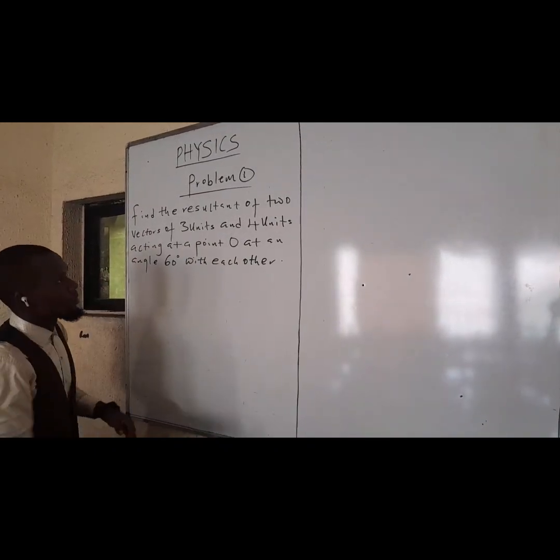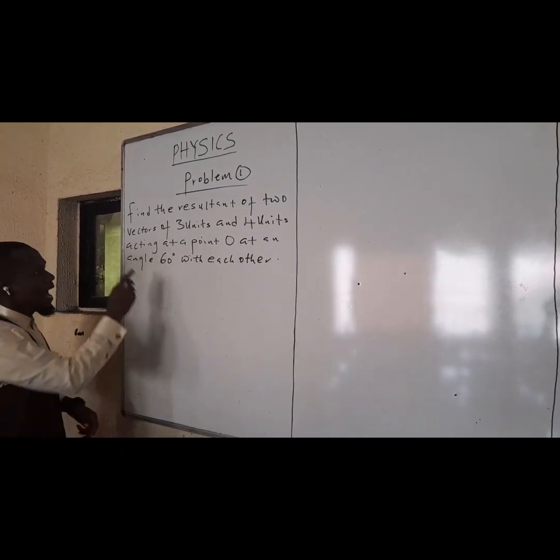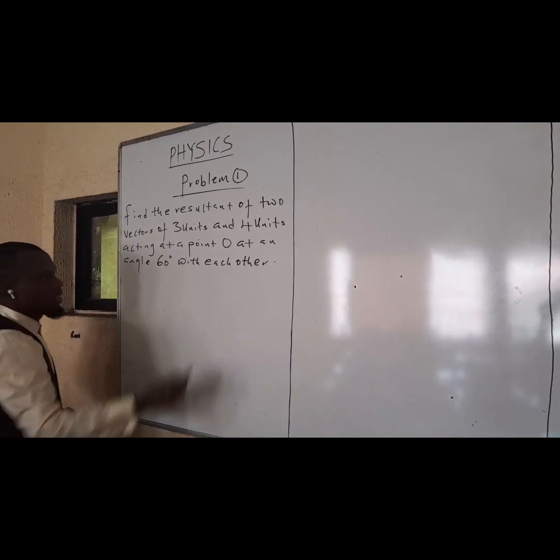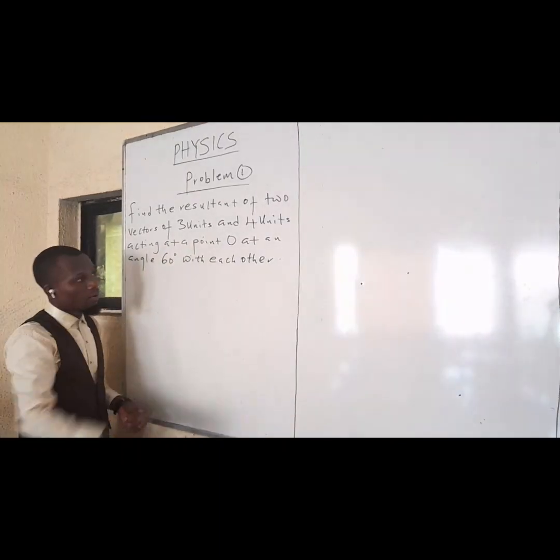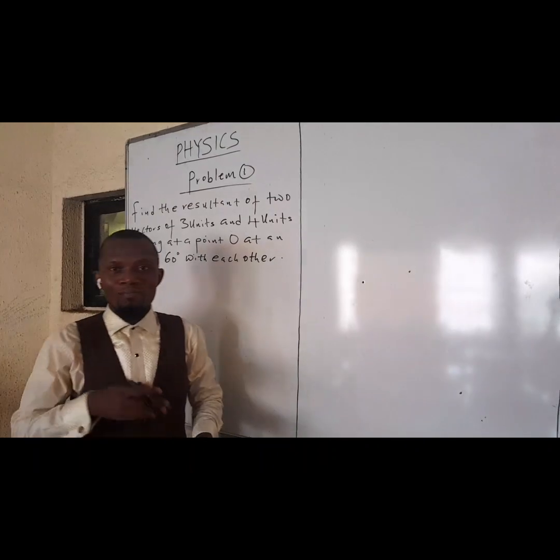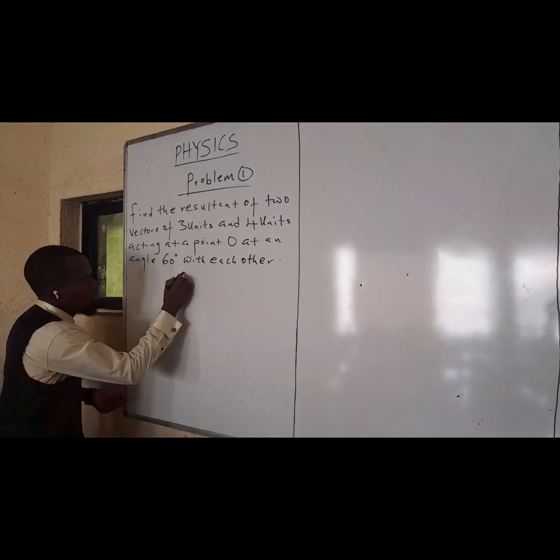Find the resultant of two vectors of 3 units and 4 units acting at a point O at an angle 60 degrees with each other. So it simply means that this is the parallelogram law. But I'm going to use the analytical method in resolving this problem on the board. So let's proceed. I have my solution here.